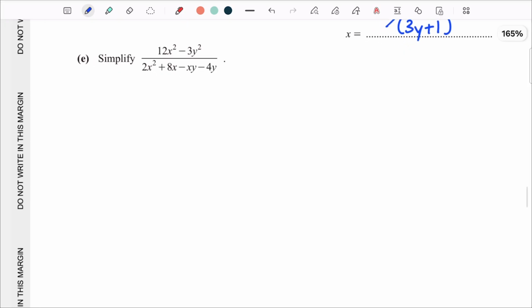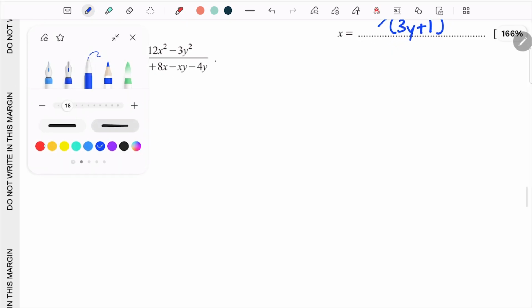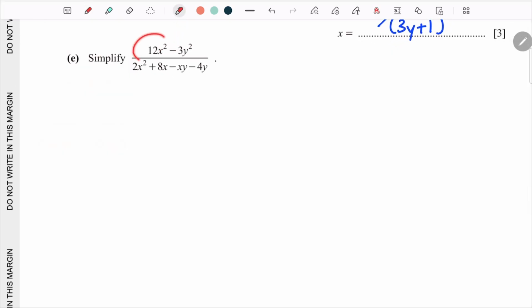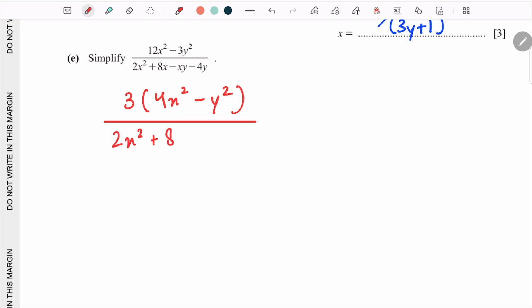In part E, simplify. An equation is given to us. Basically, if I look at the upper portion, first I'm going to take 3 common. When I take 3 common, I'll be getting 4x square minus y square. Now, I'll basically copy down the remaining parts.